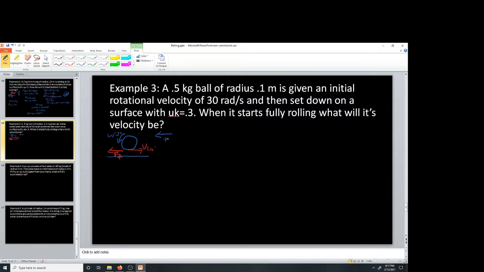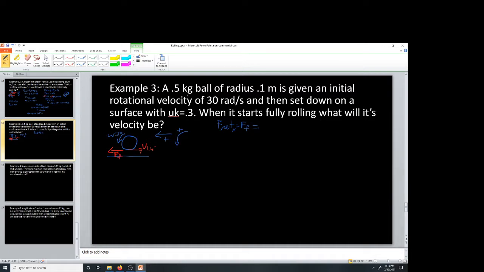I'm going to say this way is positive, and that way is positive. So left and counterclockwise are positive. I want to know what its velocity is going to be when it starts fully rolling. Same idea here. I need the F net equation. F net, or F net x at least, is going to equal the force of friction. Again, the vertical stuff's canceling out, so hopefully that's not going to be an issue right here.